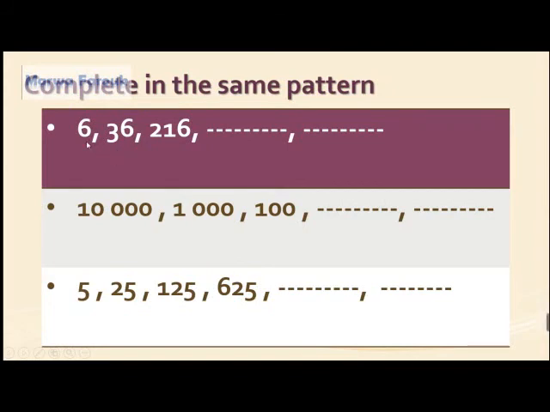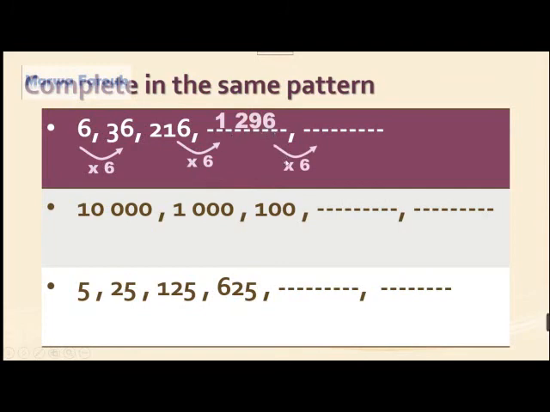So I'm going to think, 6 becomes 36 how? I multiplied it by what to get 36? 6 times 6. Excellent. So I'm going to multiply by 6 each time. Here I'm going to say 216 times 6 equals what? And I got the equal, it's 1296.